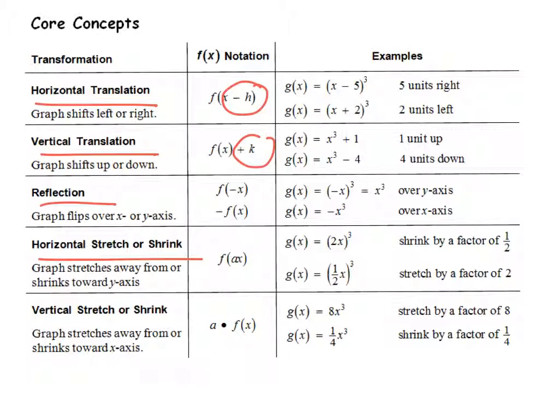We have a horizontal stretch or shrink, which isn't as common as the other ones, but that means that something's being multiplied inside our parentheses with our x. And our vertical stretch or shrink, which is being multiplied outside the parentheses.